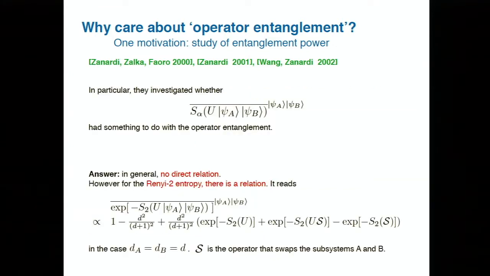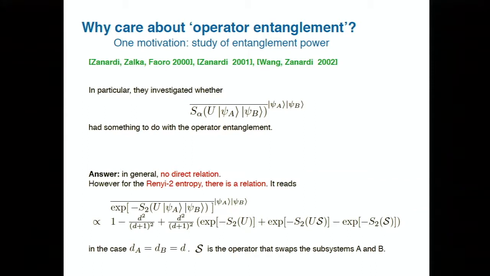And so among other things, they asked, if the entanglement measure that you take is the Renyi entropy, is this related in any way to this operator entanglement? So the answer in general is that there is no such direct relation. However, for the Renyi 2 entropy, so alpha equals 2, there is a relation which takes the following form. The exponential of minus S2 of this state, averaged over all the initial product states, is some linear combination which indeed involves the operator entanglement of U.